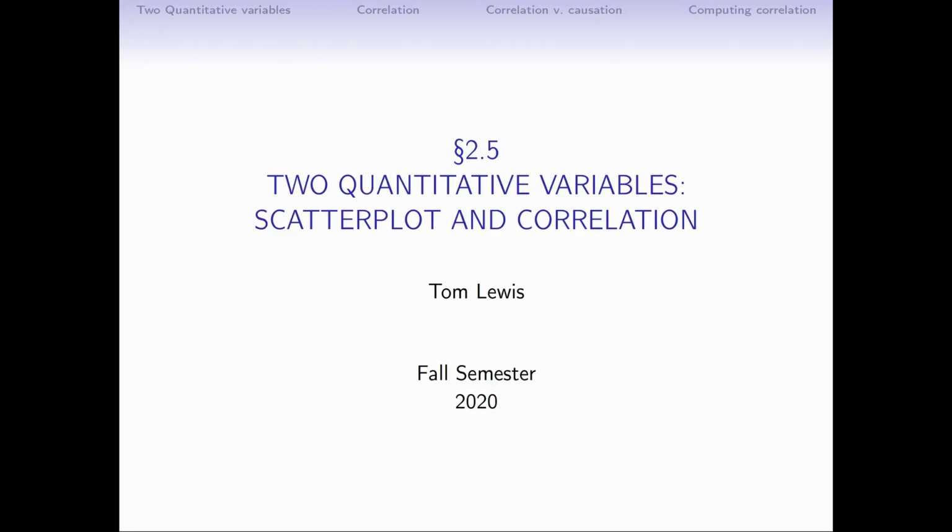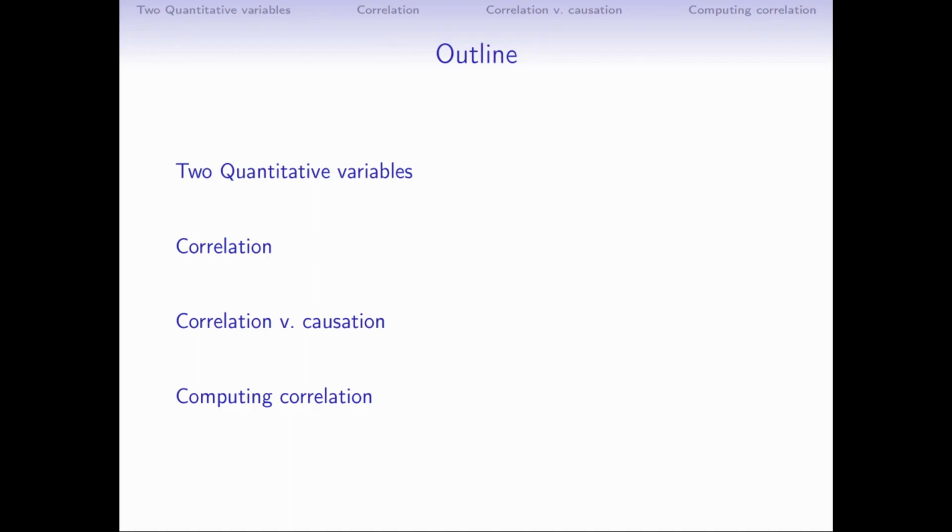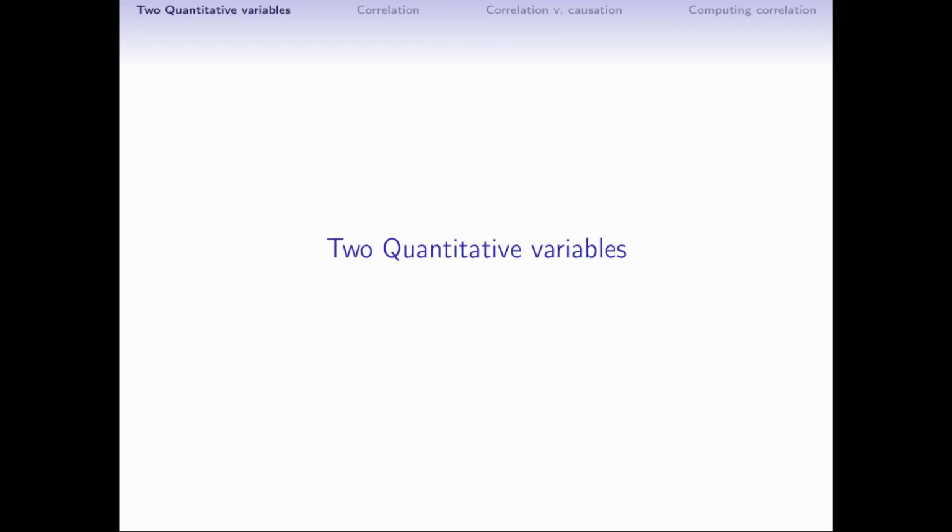Welcome back. In this video lecture, we're going to cover section 2.5 of the text, two quantitative variables, scatter plot, and correlation. I've divided the section into four subsections. So first we'll look at two quantitative variables, then we'll look at correlation, then we'll look at the important topic of correlation versus causation, and then finally we'll end with a short section on computing correlation. So let's begin with two quantitative variables.